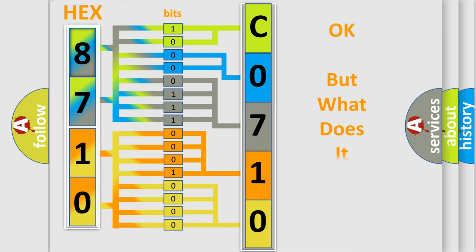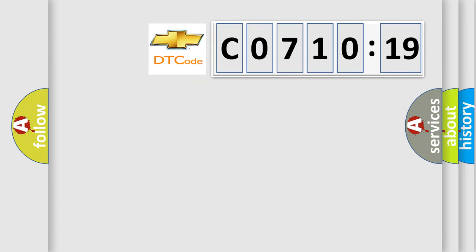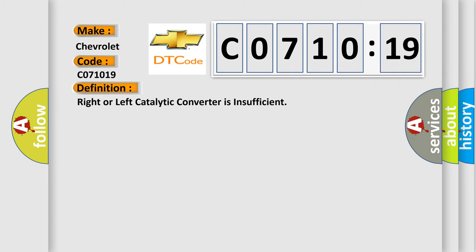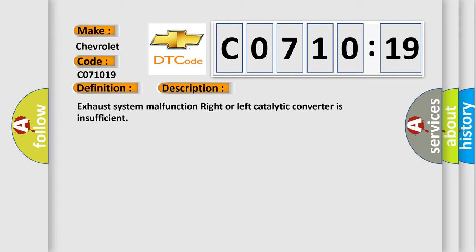The number itself does not make sense to us if we cannot assign information about it to what it actually expresses. So, what does the Diagnostic Trouble Code C0710-19 interpret specifically for Chevrolet car manufacturers? The basic definition is: right or left catalytic converter is insufficient. And now this is a short description of this DTC code. Exhaust system malfunction, right or left catalytic converter is insufficient.